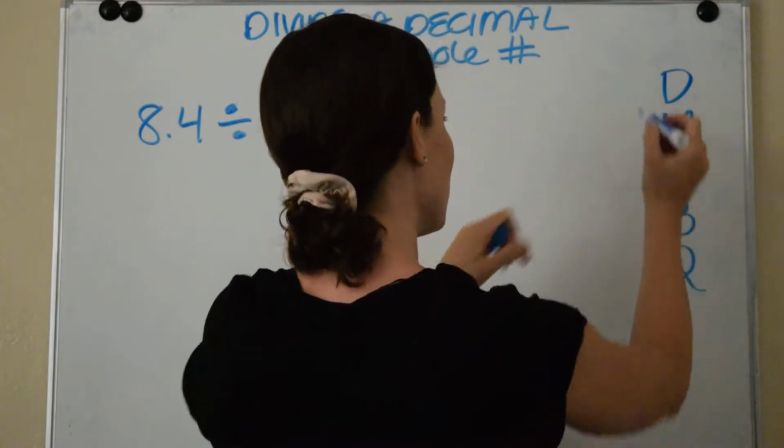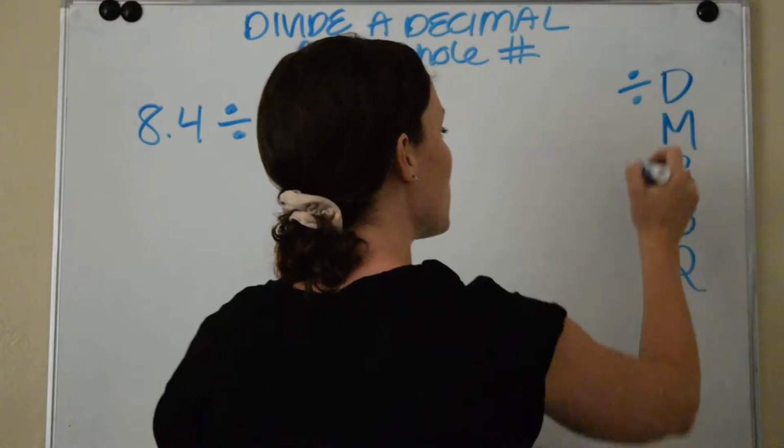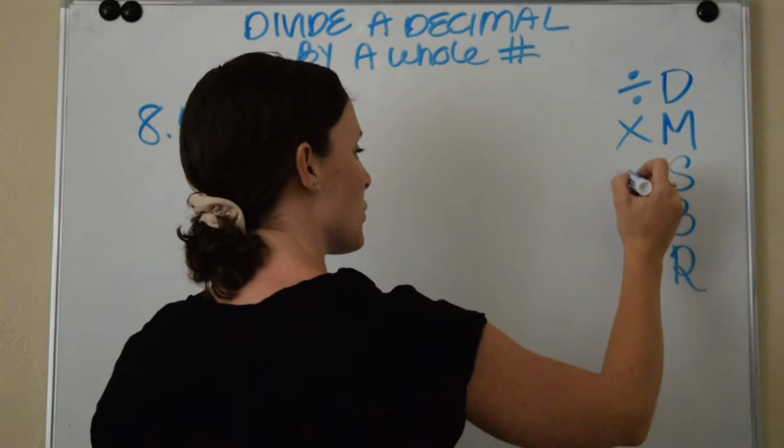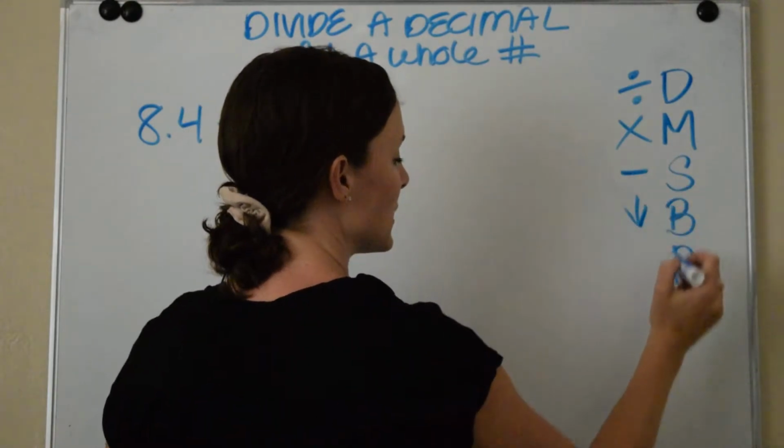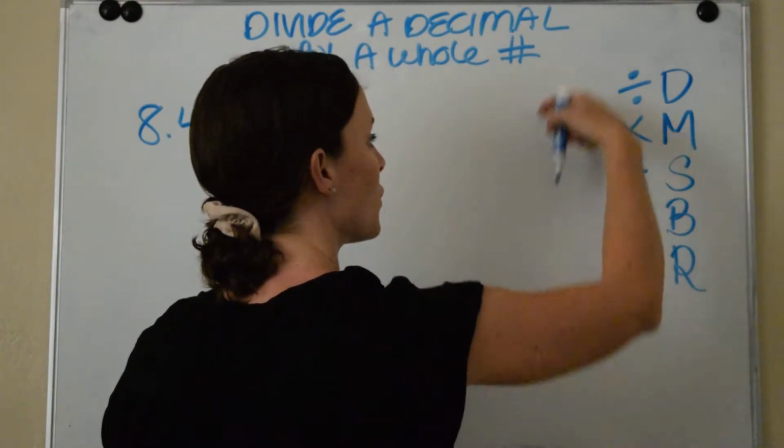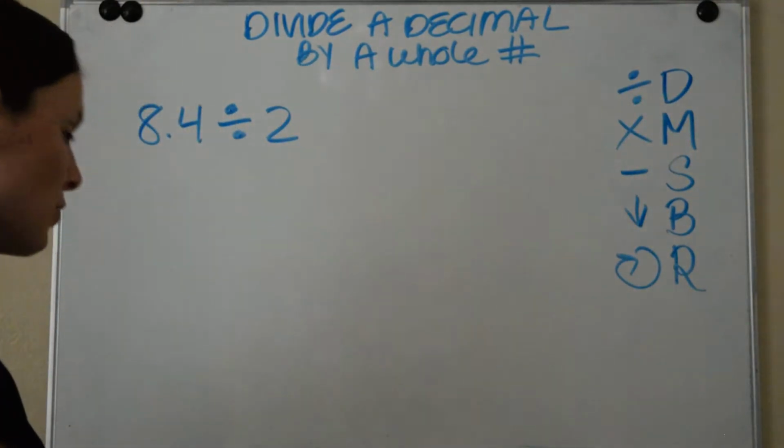D stands for divide. M stands for multiply. S stands for subtract. B stands for bring down. And then R means repeat, and that goes all the way back up to the top to repeat all of your steps.